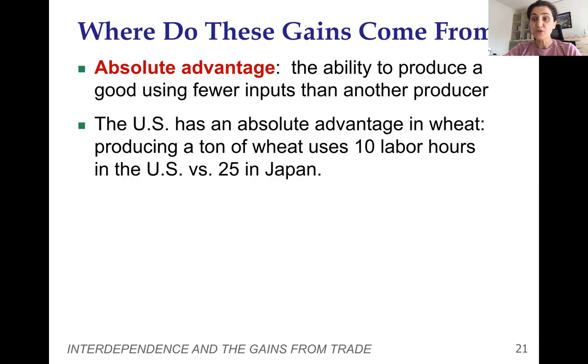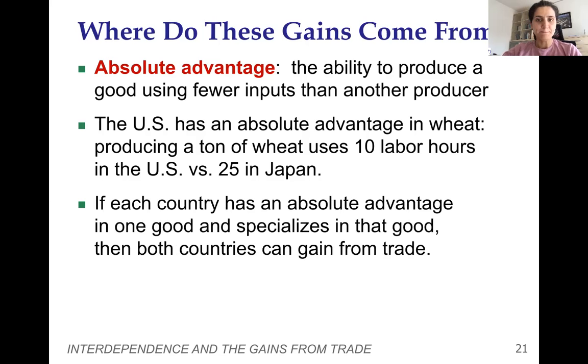So the US has absolute advantage in both goods, but still it's not producing both of them. It's better at producing both of the goods, but it's not producing both of them. If each country has an absolute advantage in one good and specializes in that good, then both countries can gain from trade.